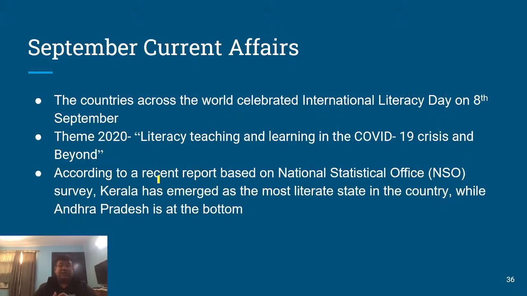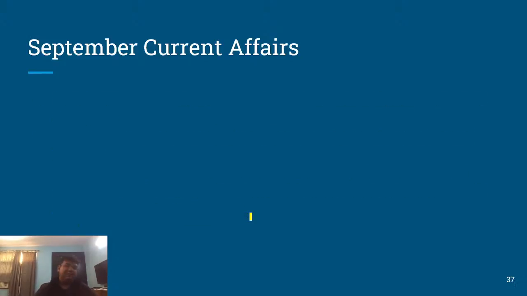There was a recent study by the NSO, National Statistical Office, and Kerala has emerged as the most literate state in the country. No surprise in that, but shockingly, Andhra Pradesh is at the bottom. This Kerala at the top is not a surprise, but many people have suggested maybe this index wasn't really as valuable. Maybe the sample size was very small. Many critics pointed out because Andhra Pradesh, by all means, should not be so much at the bottom. So this was a big surprise to many.